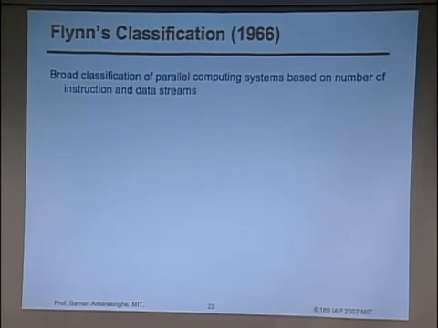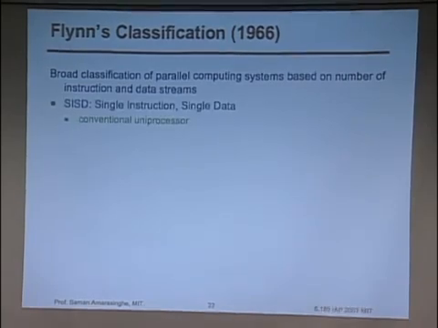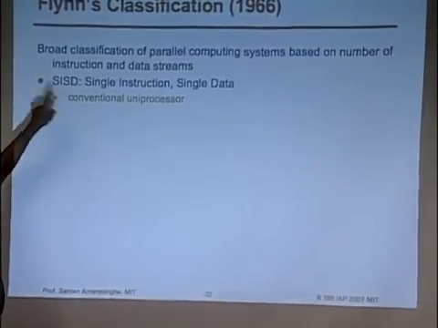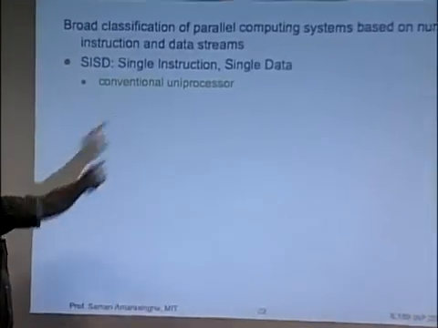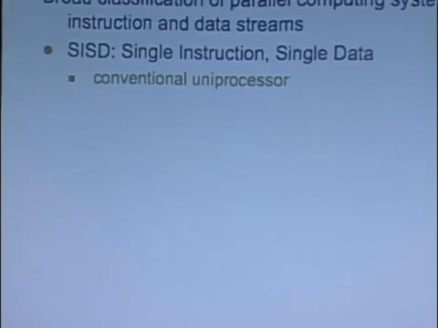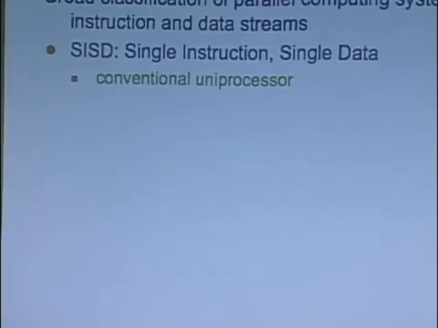So here's a classic classification of parallel machines. This was developed by Mike Flynn in '66. He came up with 4 ways of classifying machines. First, he looked at how instruction and data are issued. One is single instruction, single data. There's a single instruction given each cycle, and it affects single data. This is your conventional uniprocessor.